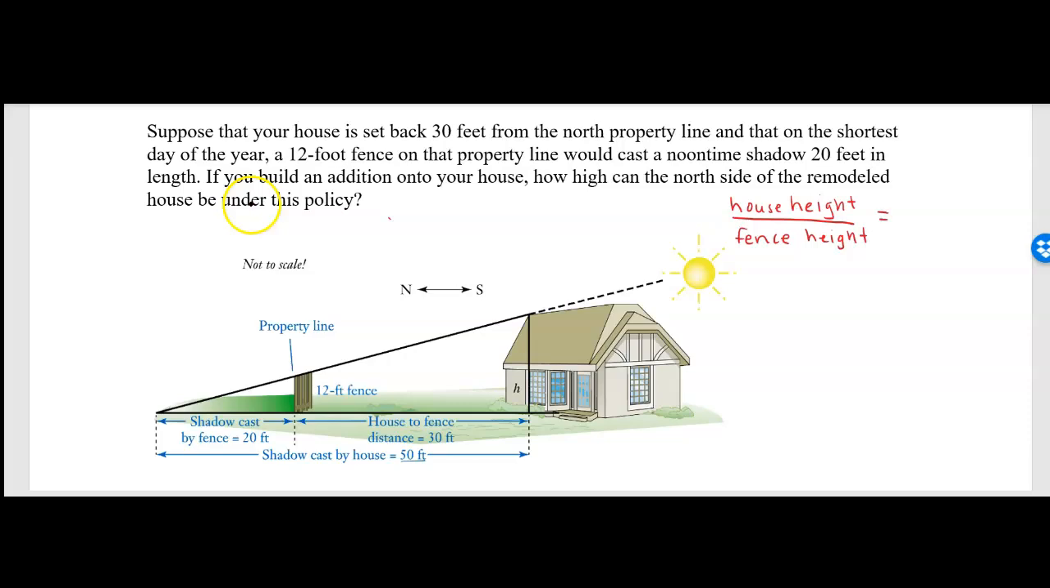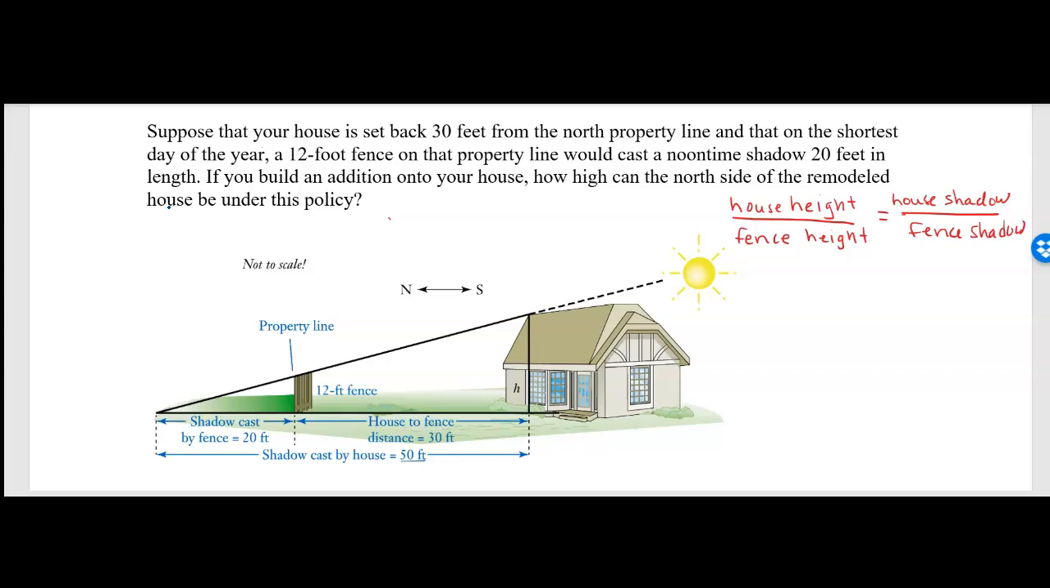What's the other relationship? We have the house shadow length. I'll just put shadow because I don't have room. And then the fence shadow length. What we don't have is the height of the house. That's going to be what's going to tell us the tallest we can build. Here's all of our numbers. Let's plug it in.